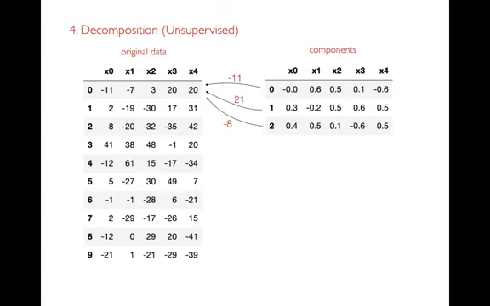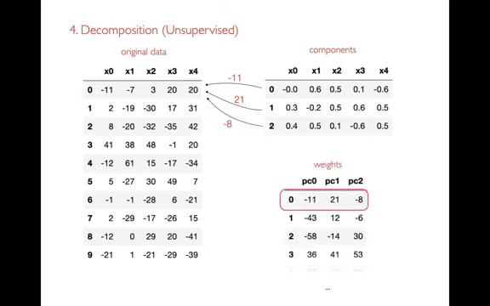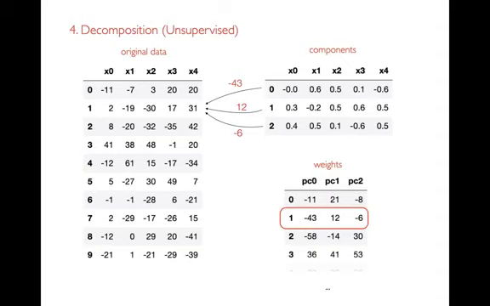So I have that here, right? I have these numbers here, and what we'll generally do when I'm trying to mix these components to create a row is put these numbers in another table down here. This will be a table of all my weights, or maybe my principal component scores. So I'll put -11 here, 21 here, and then -8 here. And then for this next row down here, I'll do the same thing. I'll say -43 here, 12 here, and then -6 here.